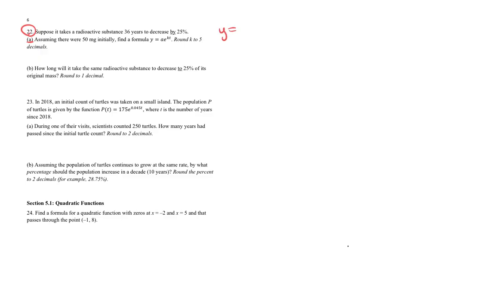So I think my formula generally would look like y equals 50 e to the kt, and then I need to find 75% of 50, so I can compute that, and that should give me 37.5. Since we're decreasing by 25%, we should only have 75% remaining. So then I can set 37.5 equal to 50e to the k, and that takes 36 years to decrease by 25%, so I'll put 36 in for t. And now we just need to solve for k.